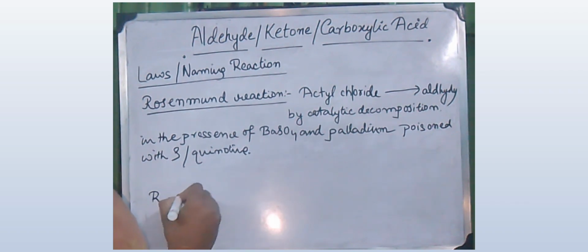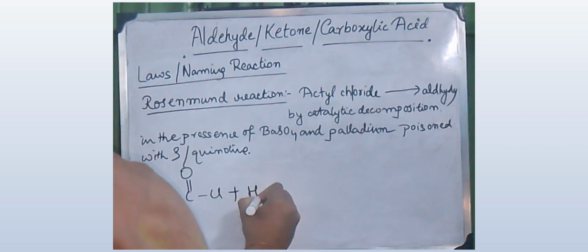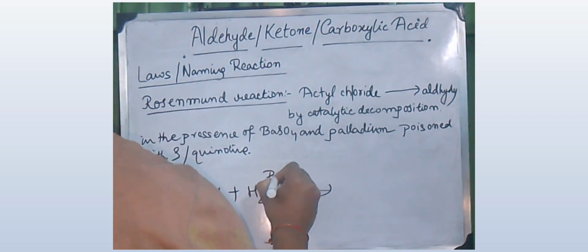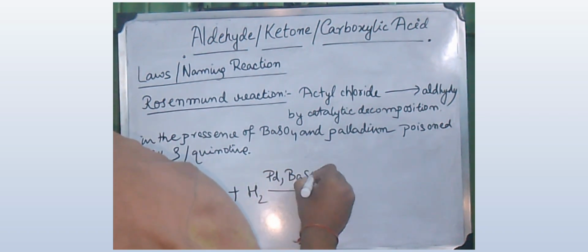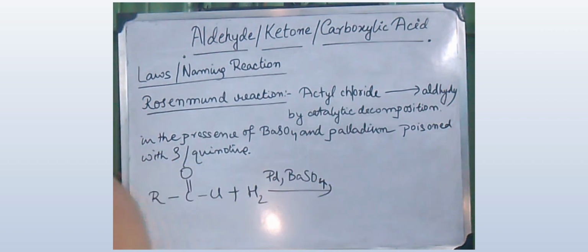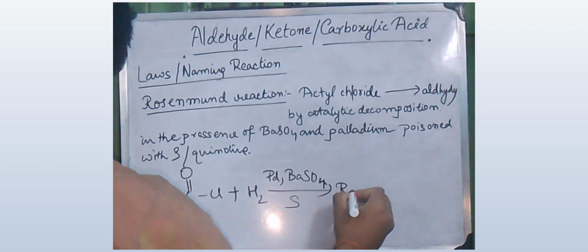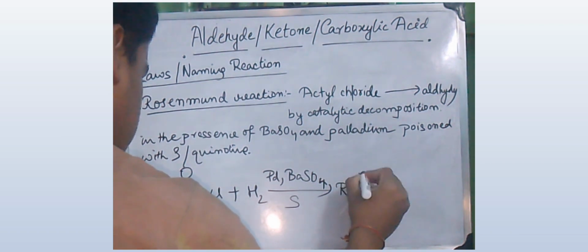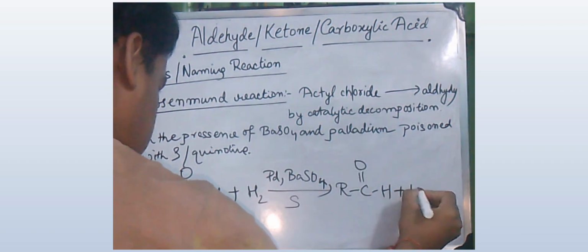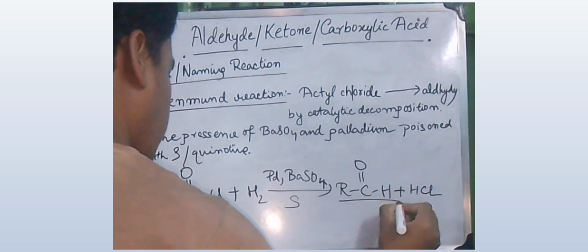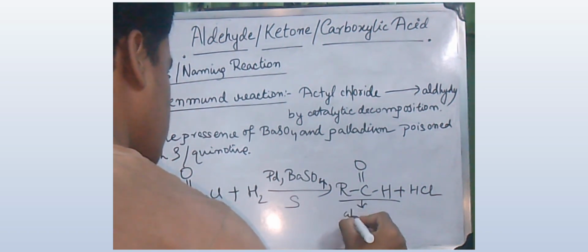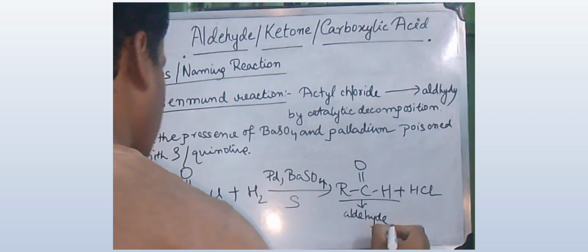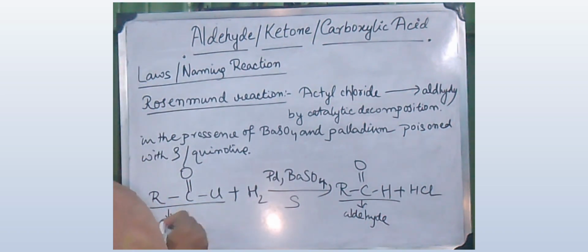For example, if we take the acyl chloride group RCCl double bond O plus H2, which is passed through Pd, which is palladium, BaSO4, poisoned with sulfur, it gives aldehyde RCH double bond O plus HCl. So this is what we have learned here. In place of R, you can put any acyl group to get the desired result.